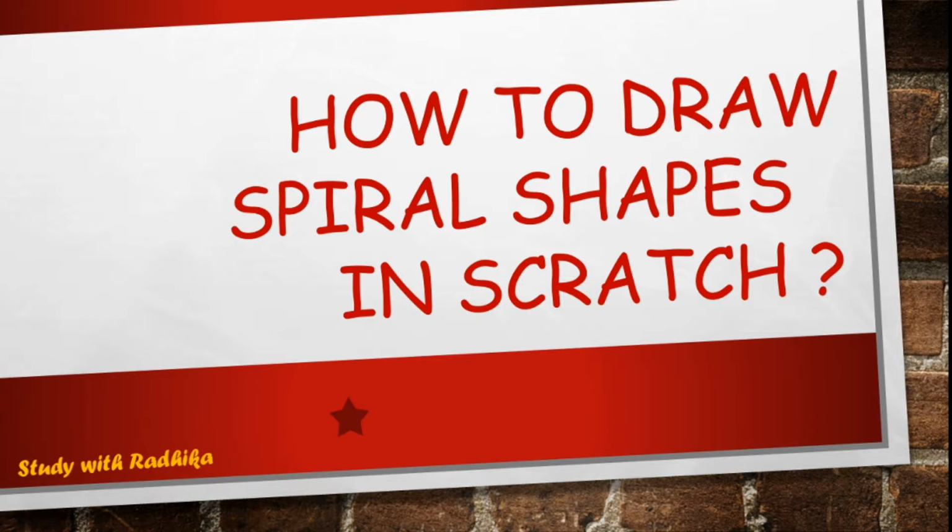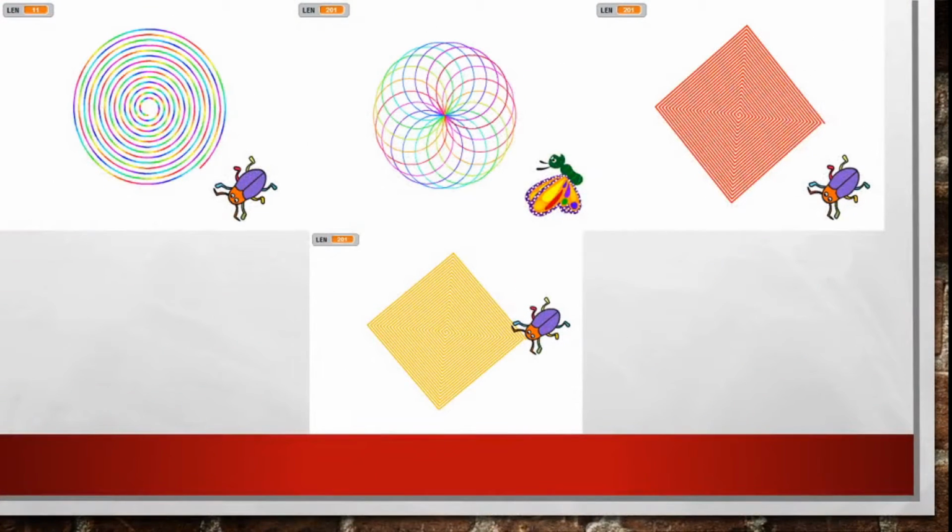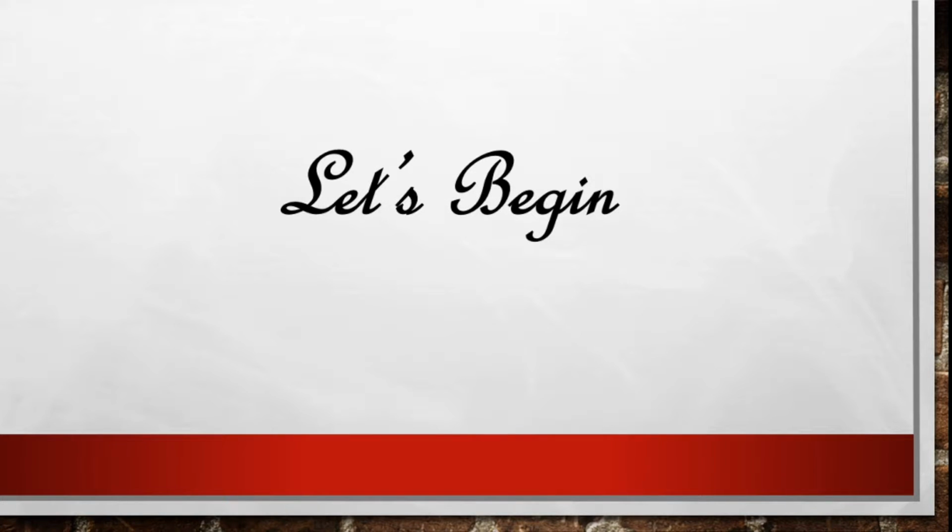In the previous video, we learned how to draw a spinning square using broadcast messages. There we used start and stop buttons. In this video, we are going to learn how to draw spiral shapes and circular geometrical shapes. So let's begin.